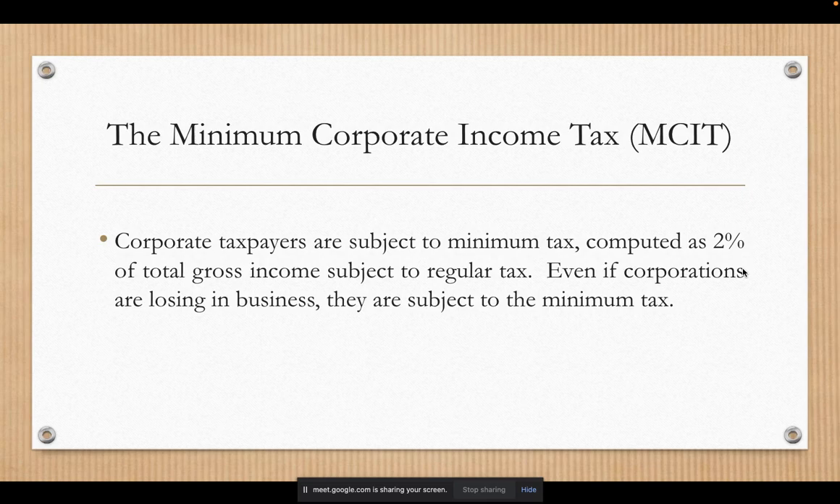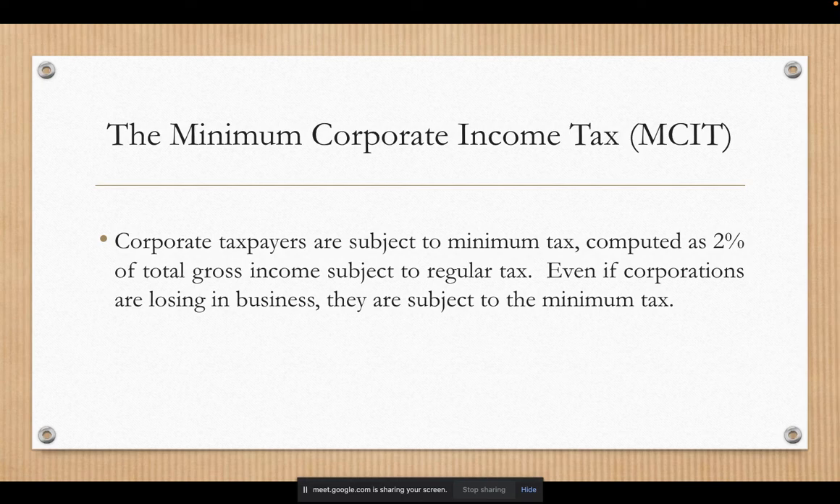Okay. And dito naman sa minimum corporate income tax, yung 2% is the old rate. The new rate is 1% na tayo ha. Minimum corporate income tax, okay? For domestic corporations, even if corporations are losing in business, meron po tayong mga rules on the application of the minimum corporate income tax.